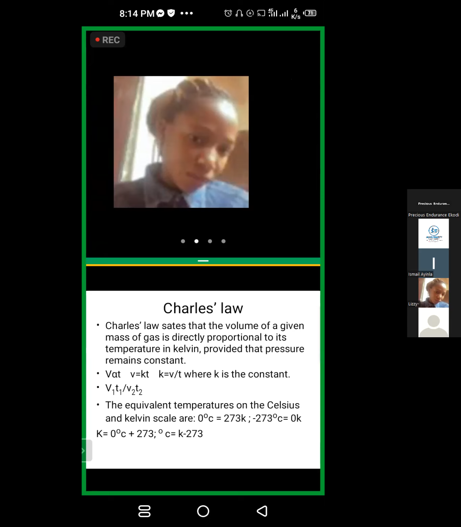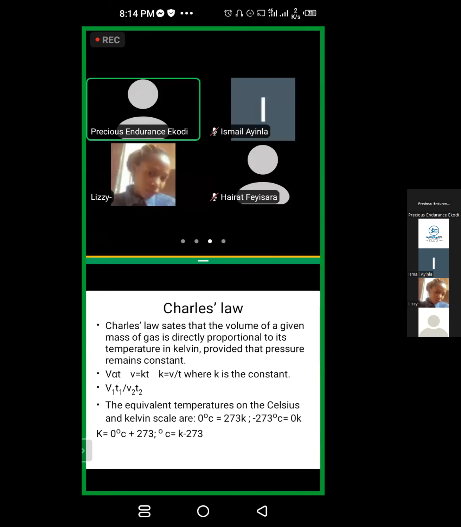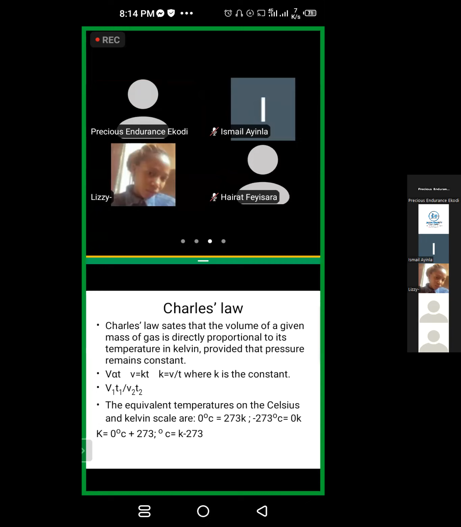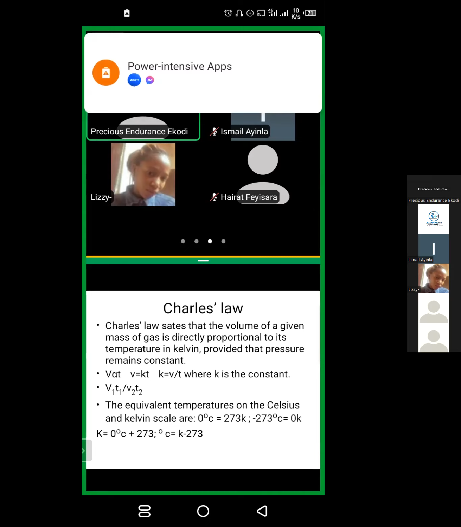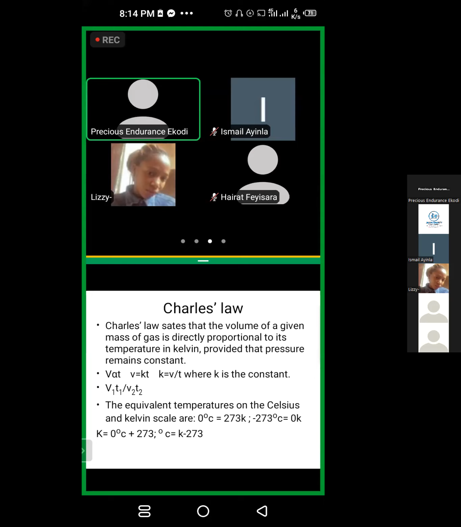So Charles' law states that the volume of a given mass of gas is directly proportional to its temperature in Kelvin, provided the pressure remains constant. So this time around, pressure is constant.